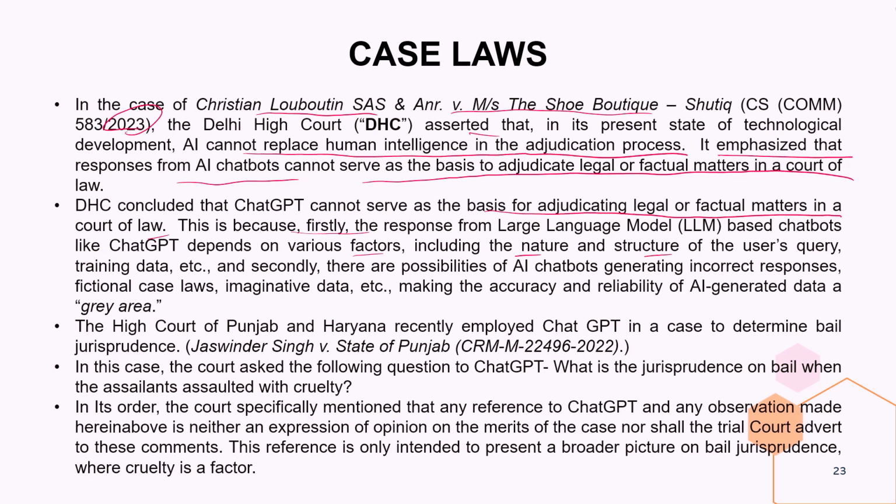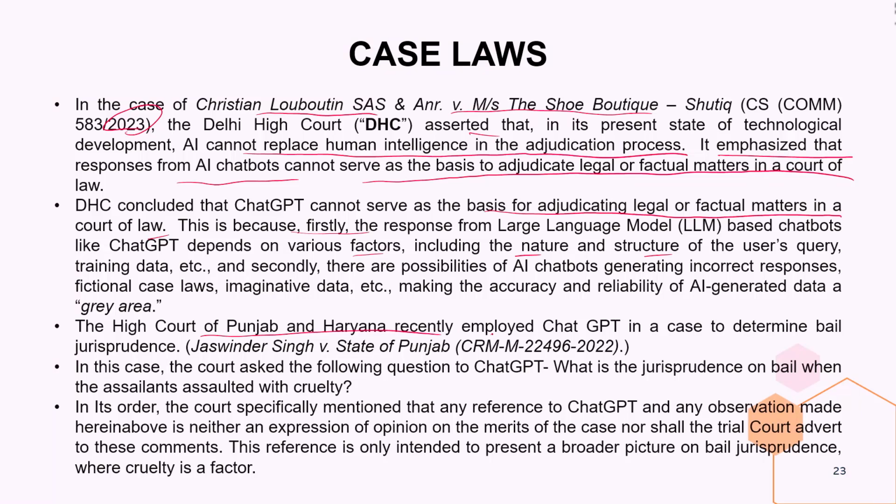But in contrast, the High Court of Punjab and Haryana recently employed ChatGPT in a case to determine bail jurisprudence in the case of Jaswinder Singh versus State of Punjab. In this case, the court asked ChatGPT the following question: what is the jurisprudence on bail when the assailant assaulted with cruelty? And in its order, the court specifically mentioned that any reference to ChatGPT and any observation made hereinabove is neither an expression of opinion on the merits of the case, nor shall the trial court advert to these comments.